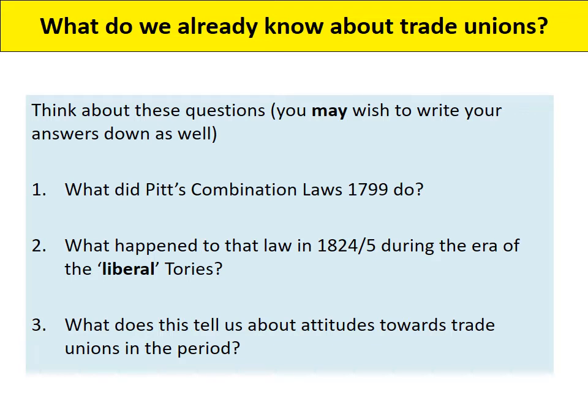And what does this tell us about attitudes towards trade unions? What does it tell us about attitudes towards the working class in general? I think after the French Revolution, successive governments in Britain had seen the working class as a potential threat. And I think that's true of Tory governments and Whig governments, if I'm honest. There was a sense that the working class, unchecked, could form a radical mob who would run riot through the streets of London and other cities, causing chaos and anarchy.